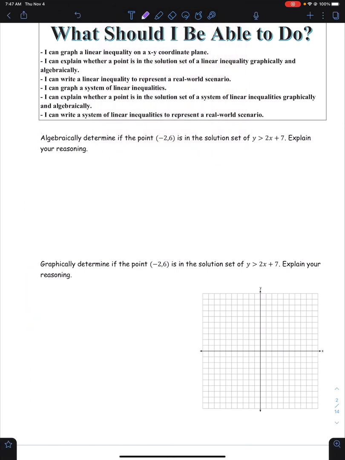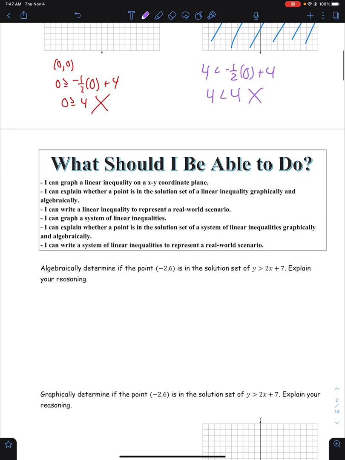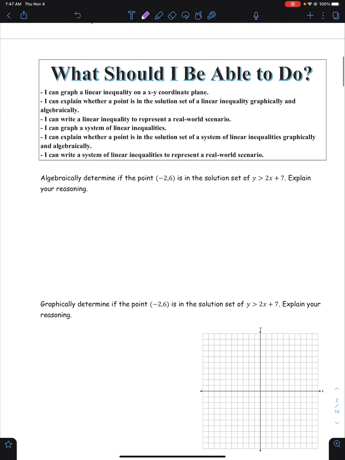So if I want to algebraically prove the point is a solution, we just got to plug it in, much like we were doing above. We were just plugging in a point there to see if it was a solution. So negative 2 is the x, 6 is the y. Let's plug that in. So 6 is the y, and negative 2 I plug in for the x. I always use parentheses so I don't make any potential mistakes.